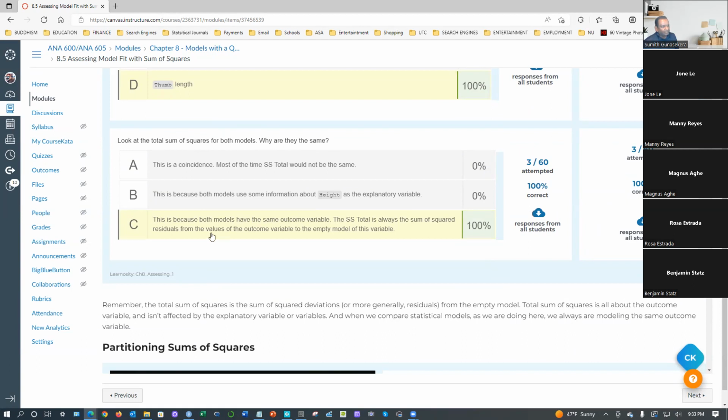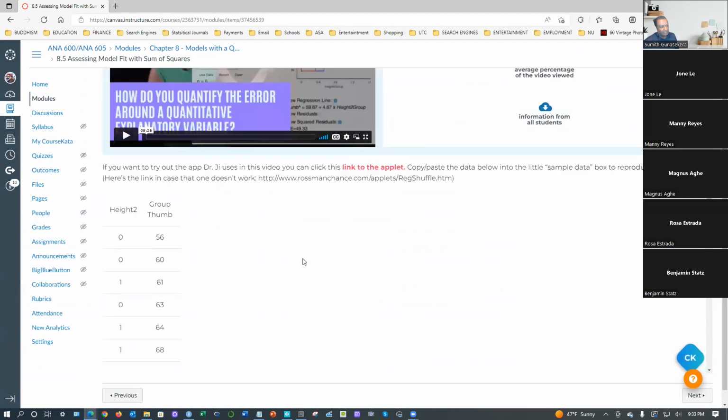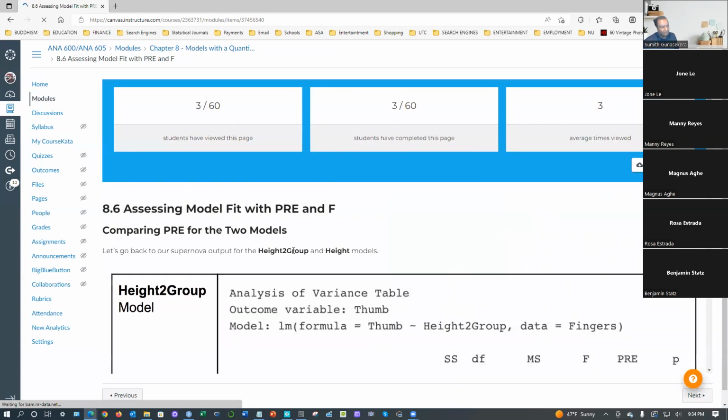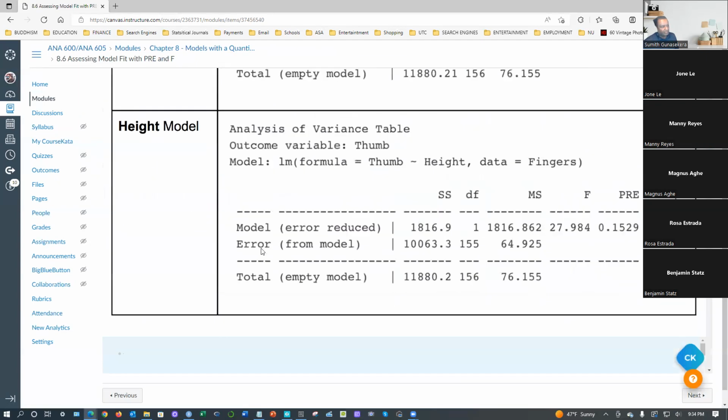Why are they the same? Because these models have the same outcome variable. And the SS total is always the sum of squared residuals from the value of the outcome variable to the empty model of the variable. It's fine. Empty model with respect to the empty, height to group, height model.